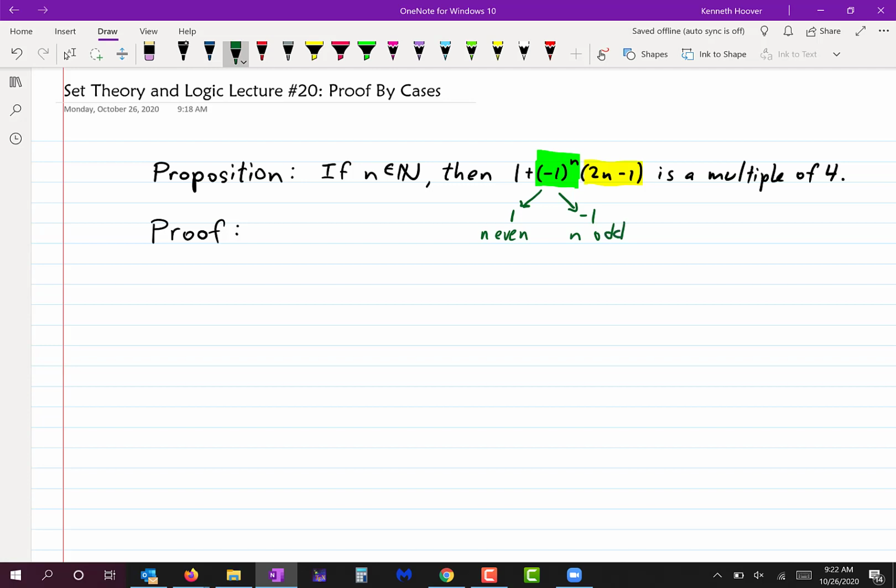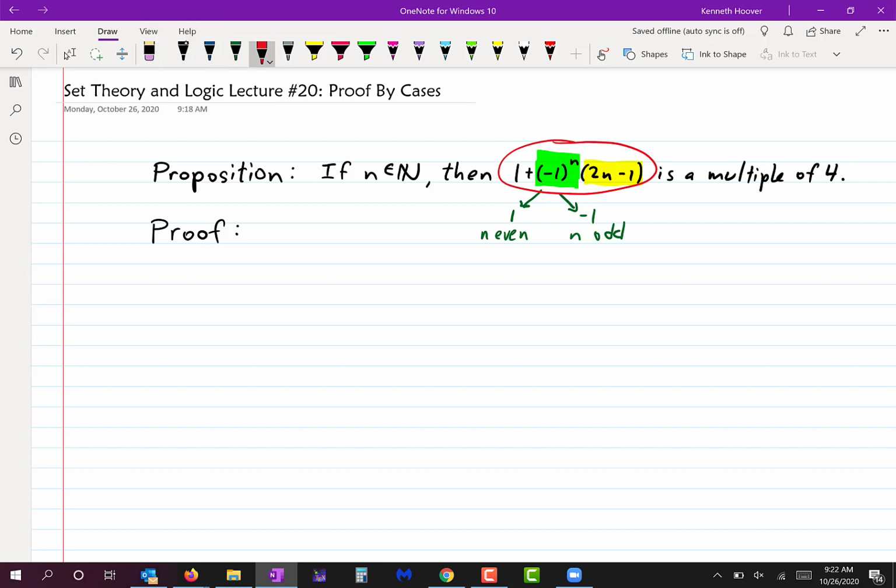So you see you have here a dichotomy. There's two different paths to go down, and they're going to be very different depending on which path you go down. So in a situation like that, it's very common to say, all right, I'm going to handle both paths separately. So I will prove that if n is even, then this is a multiple of 4. And then I will prove if n is odd, then this is a multiple of 4. Okay?